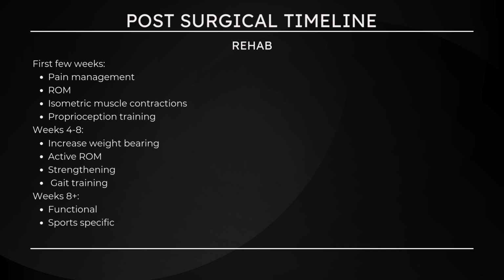For weeks 4 through 8, you increase weight bearing based on the doctor's instructions. You do more active range of motion, progressing to more advanced quadricep strengthening exercises with resistance bands or weights. You practice walking with proper gait mechanics and addressing any imbalances. Lastly, after week 8, you start focusing on functional exercises, so basically doing things that you would do every day like stairs, and then sport specific training for athletes getting back to training.